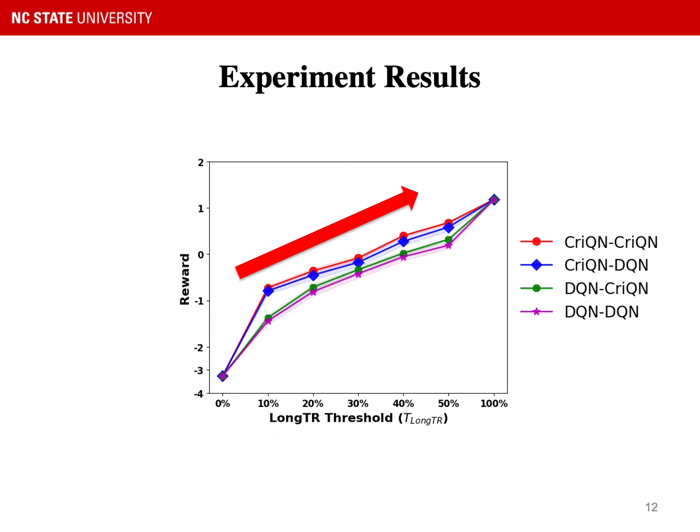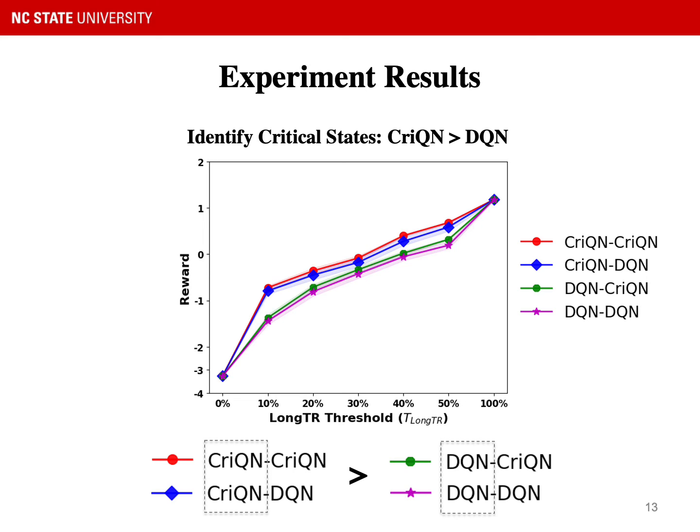First, there is a general trend that the larger the threshold, the better the policy performs. In other words, the more states are identified as critical, the better the policy performs. Second, the red and blue lines are significantly better than the other 2 lines. It reveals that critical DQN is better than DQN in identifying critical states.